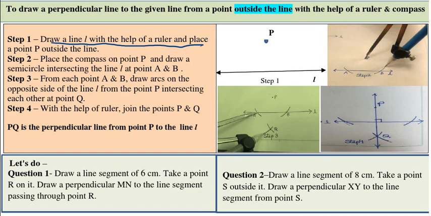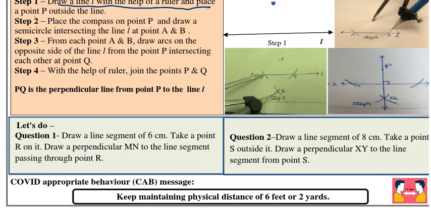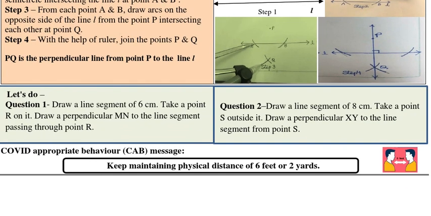Now questions are also given to us in the let's do part. So let's start to solve them. First question is: draw a line segment of 6 centimeters. Take a point R on it. Draw a perpendicular MN to the line segment passing through point R. Okay, now how will we do it?